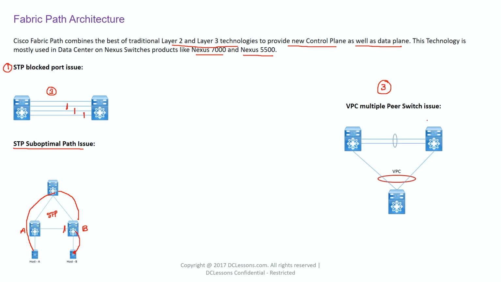But there was also one problem. Because of VPC, we have a limitation of connecting only two switches as peers. So if we want to have a third switch or a fourth switch and connect it like this, it will not happen, right? So to overcome all these three scenarios, FabricPath came into the picture, right?